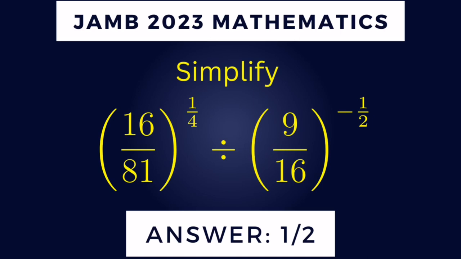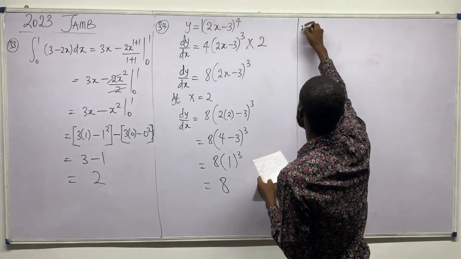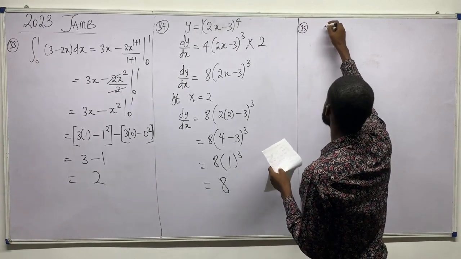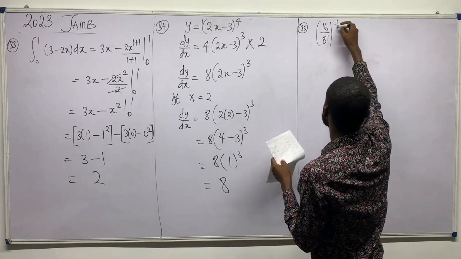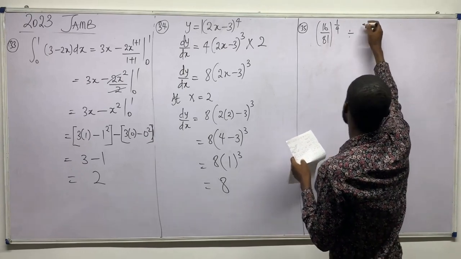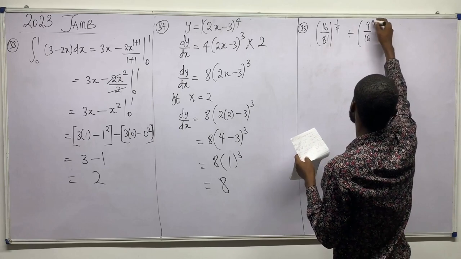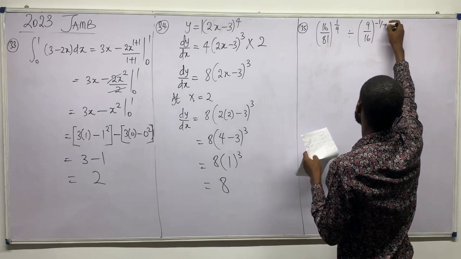Simplify (16/81)^(1/4) divided by (9/16)^(-1/2). So how do we do that? This is (16/81) to the power of 1/4 divided by (9/16) to the power of minus 1/2.